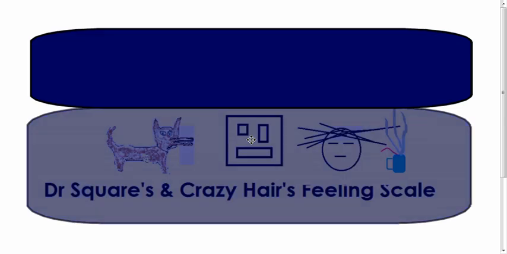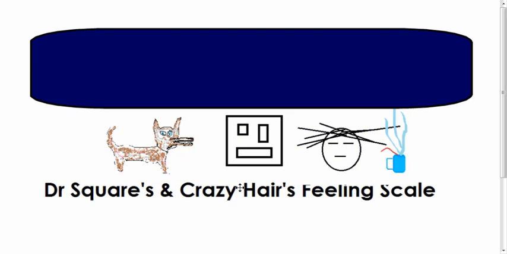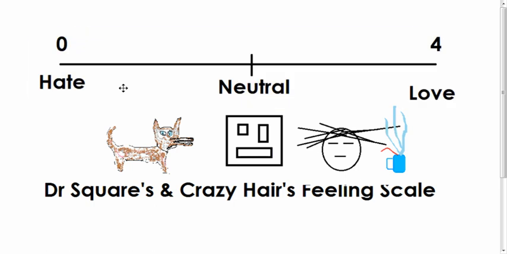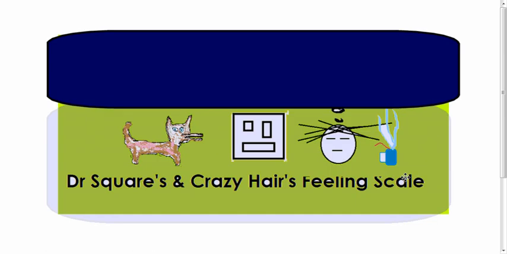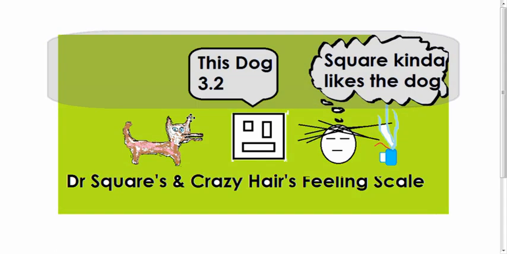Now, you could compare the pH scale to, let's say, Dr. Square and Crazy Hair's feeling scale, where they've developed this from 0 to 4. 0 is hating things, 4 is loving, and 2 is neutral. The reason they came up with this was so that they could talk about things in code. So this dog, Dr. Square, is like a 3.2, and Crazy Hair understands that to mean he kind of likes him.